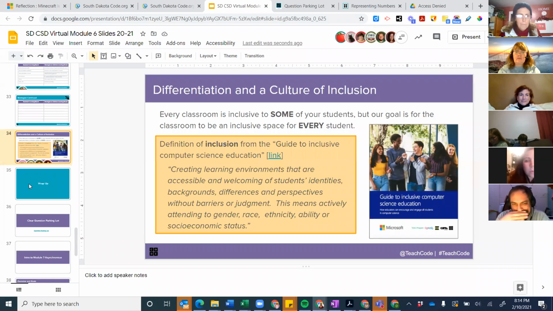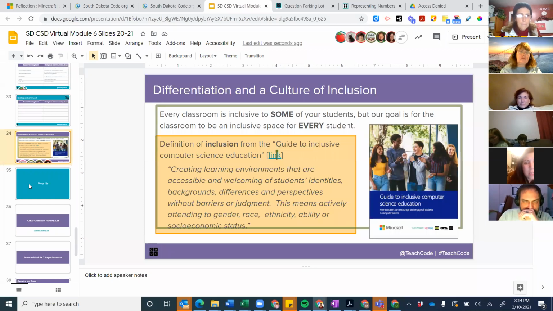Because I feel like with this subject matter especially, this is overarching. It's always going to be a theme, I think, no matter what: how do we get every student to feel as welcomed and valued? So let's go ahead and just read this definition of inclusion.